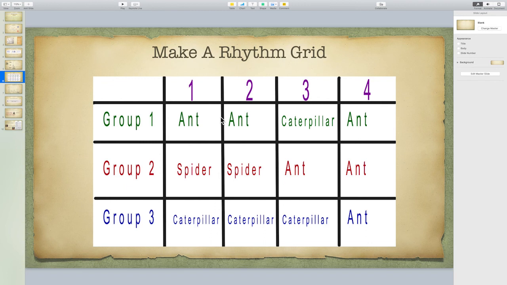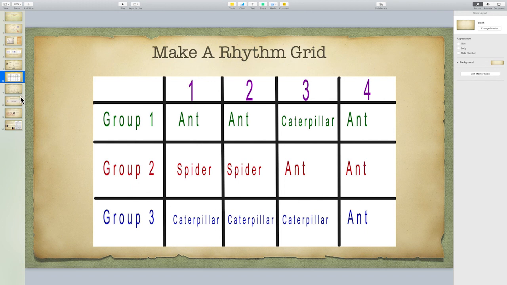So then you're hearing it as a rhythm, but of course you're also hearing it as a melody as well, as a tune. And those 3 tunes could then be played together. Okay, so that is a rhythm grid. So I'm going to ask you to have a go at that.